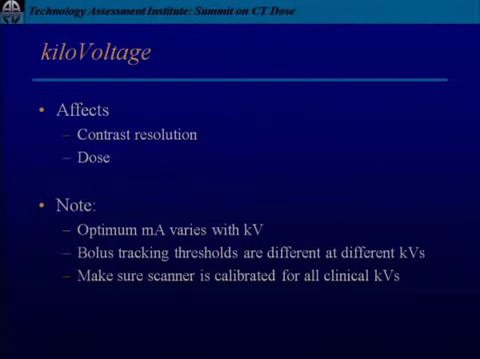Any bolus tracking thresholds that you might be using will be different when you change kVs. The Hounsfield units are different, the CT numbers are different, so you will have to change any bolus tracking thresholds with different kVs. And finally, make sure that your scanner is calibrated at the kV that you're using. It's not too uncommon for sites, especially with some of the lower kVs, 80 kV, 100 kV, to not have their scanner calibrated at those kVs. Well, if you decide you want to explore using different kVs, make sure that your scanner is calibrated at those kVs.